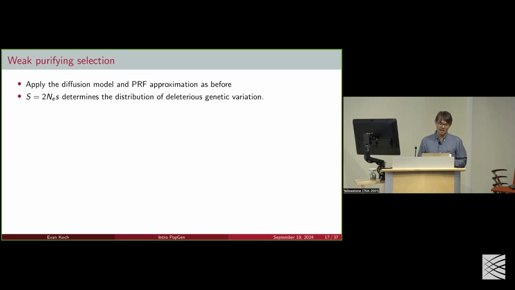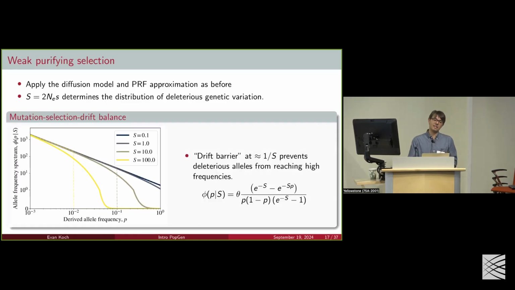And just like we got this theta, this Ne times mu parameter, out the first time, you add this second parameter, which I like to call big S, which is the product of the effective population size and that selection coefficient. And so this gives us something we could call, if purifying selection is not too strong, some mutation-selection-drift balance, where as this compound S parameter increases, you go from the neutral site frequency spectrum, which is this linear relationship with derived allele frequency, and you start dropping off as you reach higher frequencies.